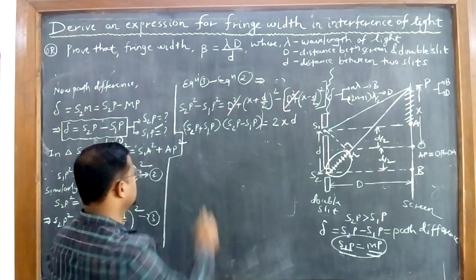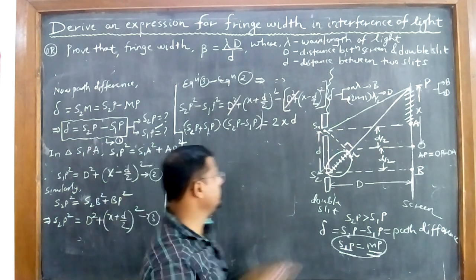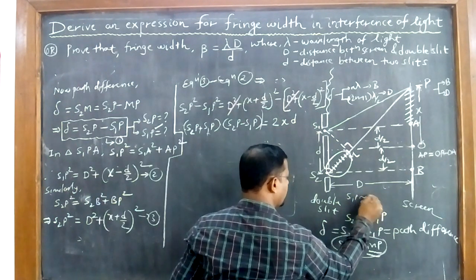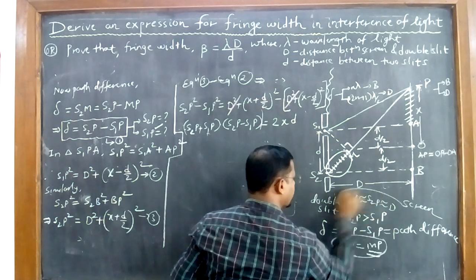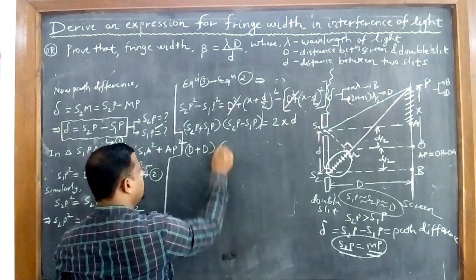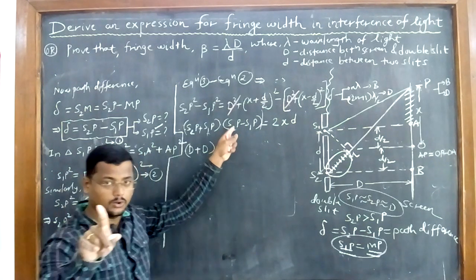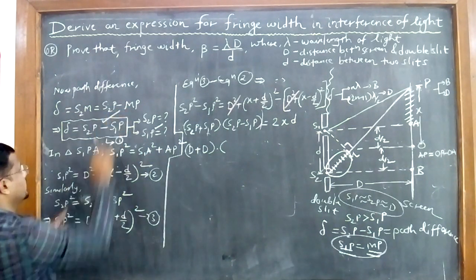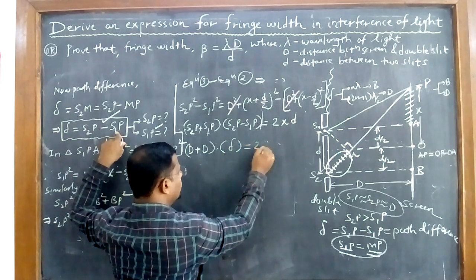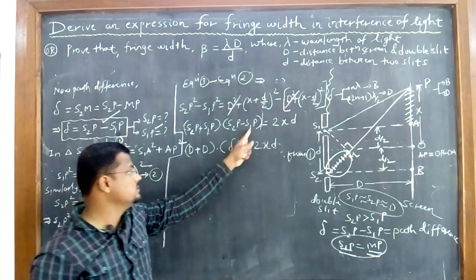Now this S2P and S1P are nearly the same because this distance is small here. S1P is nearly equal to S2P and they are equal to D here. So I can write S2P plus S1P as D plus D, into S2P minus S1P. Don't write D minus D equal to 0, because I told you equation number 1 where delta is equal to S2P minus S1P, and this is your path difference delta, which is equal to 2xd as from equation 1.